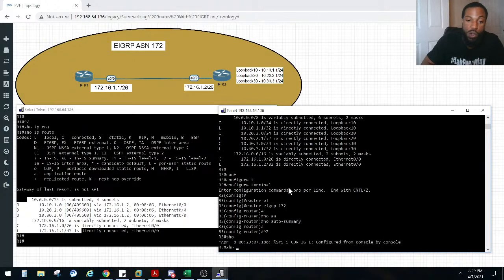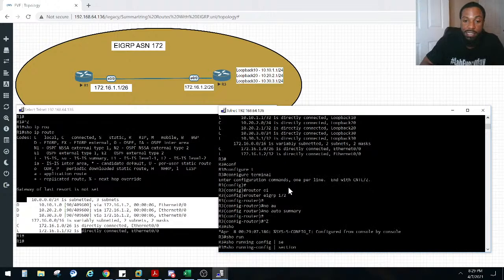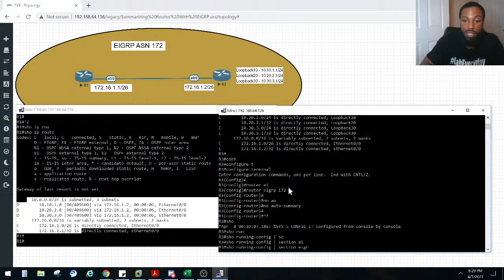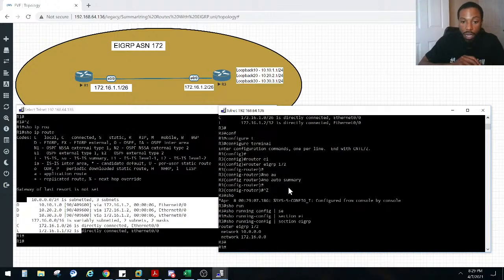All right, we can do that with show run section EIGRP, and that lets us know that is the classful boundary there. So it does not perform automatic summarization. So it's not summarizing automatically, I don't think, because we put that there too.